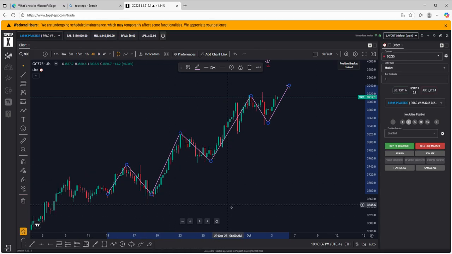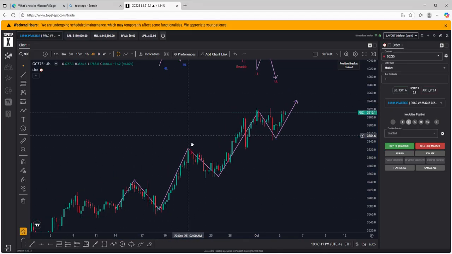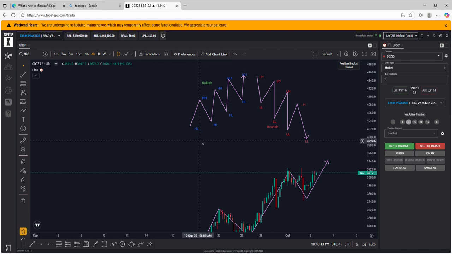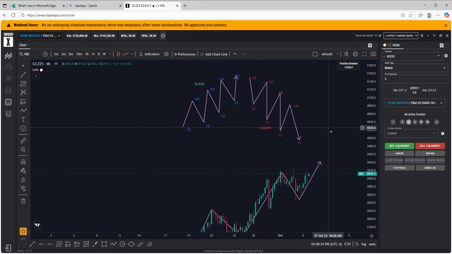Now, when we look at market structure, we have to go back to referring to the nature of a chart, higher lows, higher highs. Now what we have to understand is what makes these highs and lows valid. This will be for both trends.